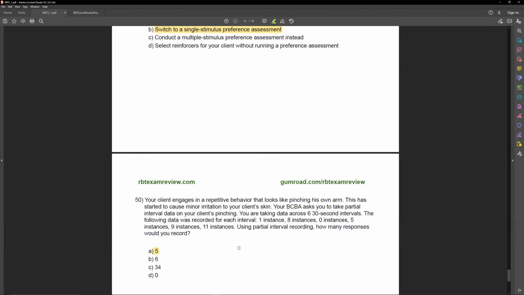So you can kind of see the issue with partial interval recording here is the behavior happened way more than 5 times, okay? So partial interval recording is going to underestimate the behavior, right? But that's not the point of partial interval recording, okay? Although there are downsides, there are also many, many uses for interval recording and time sampling, okay? But you can start to see there are upsides and downsides to this type of recording. Regardless, using partial interval recording in this situation, we are going to record 5 responses.